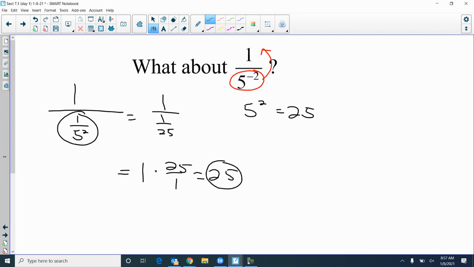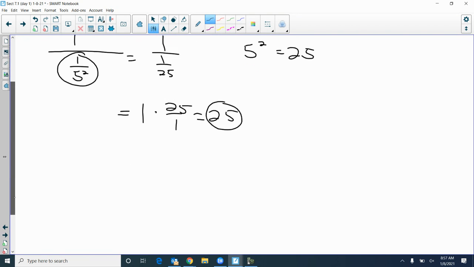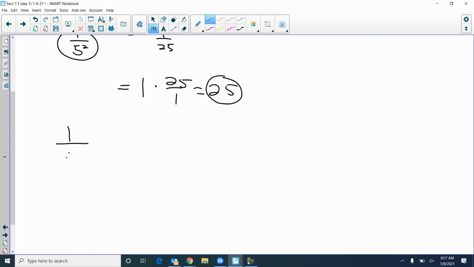So a negative exponent in the denominator will kick up to the numerator. And that's just the case. So if I got 1 over 4 to the -3rd, that's the same thing as 4 to the 3rd. If I got 1 over 6 to the -7th, that's the same as 6 to the 7th. That's how we take a negative exponent and make it positive. Okay?